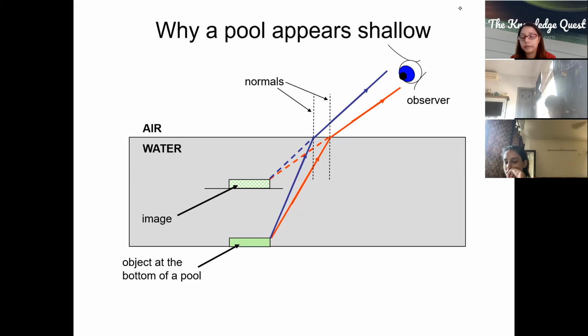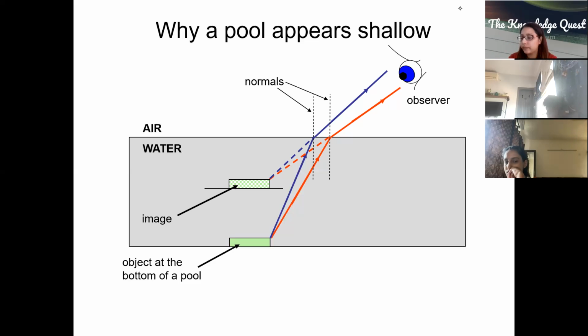So when you trace them back and create virtual lines backwards, you find out that the image being formed in the water is a lot higher than the actual placement of the object. So it seems shallower, and that's what the observer sees. Yeah, that's a virtual image being created. And that's the illusion effect, that the object is not at the bottom, it's a little above. So it's not that deep, it's very shallow.